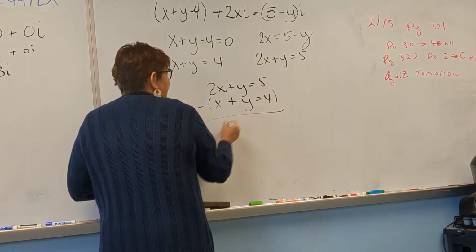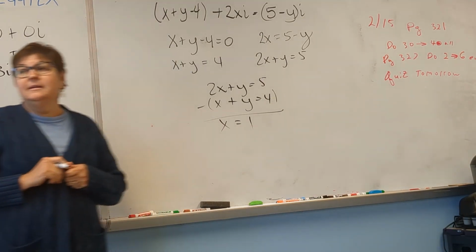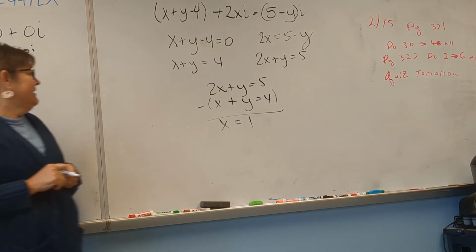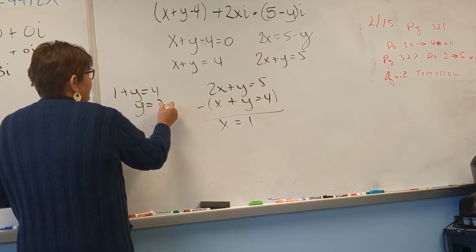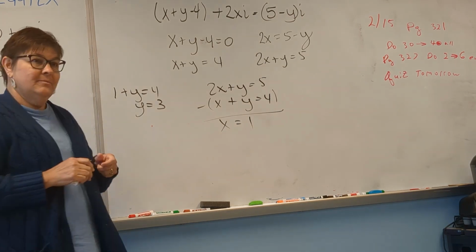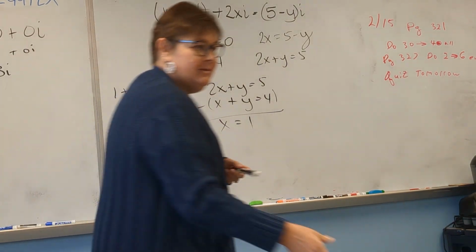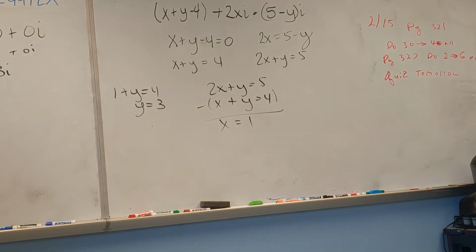So if I subtract that all down, I got x. The y's go away. I got 1. Did you get x equals 1? Nice. So I'm going to plug in 1 plus y is 4. Y is 3. Are we cool? Feeling good?